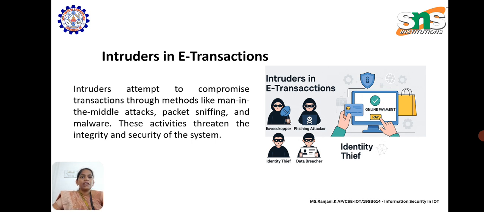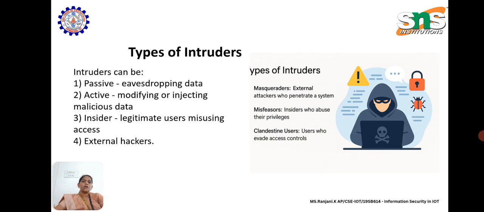Next, let us see the types of intruders. Intruders can be passive, that is eavesdropping on data, or active, that is modifying or injecting additional data into your system. An insider is a user who misuses their access, which means they can steal or misuse your password. And there are external hackers. These are the types of intruders. SET authenticates the cardholder to the merchant and the merchant to the cardholder, and both parties to the payment gateway.